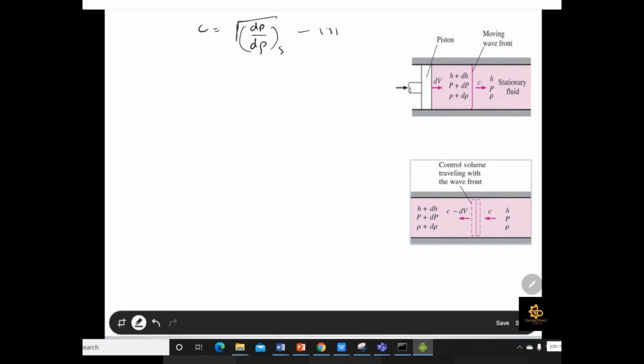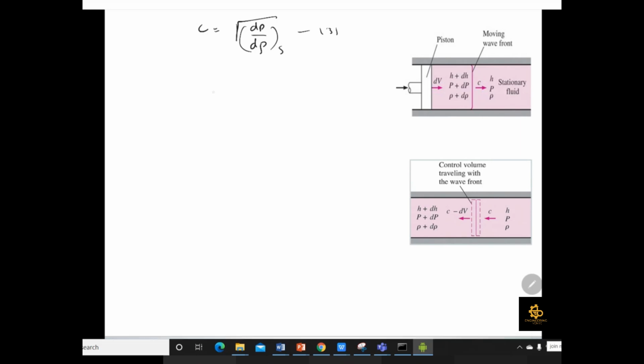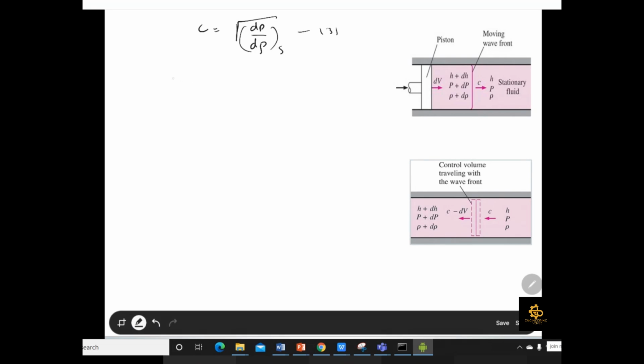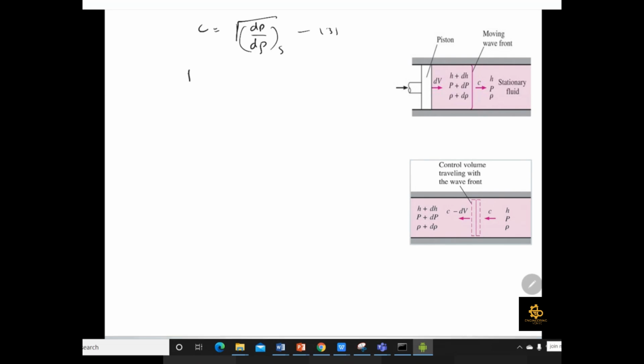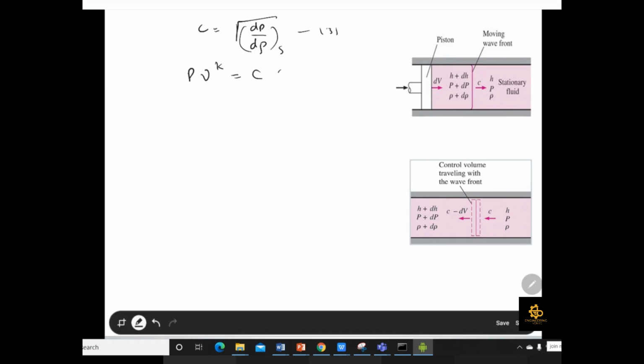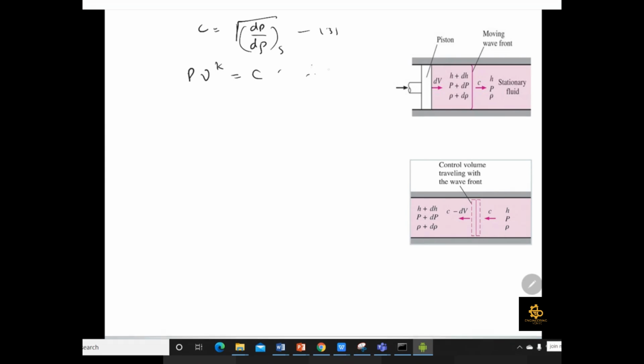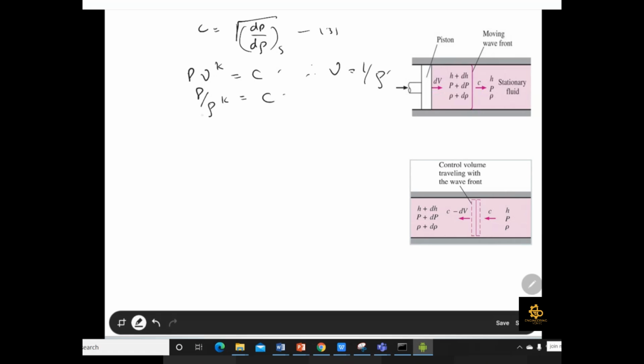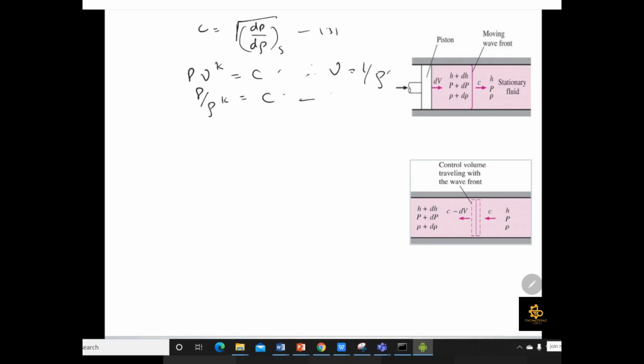Now we can find the value of dP by d rho. You already know that P times specific volume to the power of the specific heat ratio is equal to constant, while we are talking about the isentropic process. We already know from before that specific volume is 1 over density. So from here we can say P over rho to the power k is equal to constant. Now I apply differentiation on both sides of this equation, which is equation number 4.